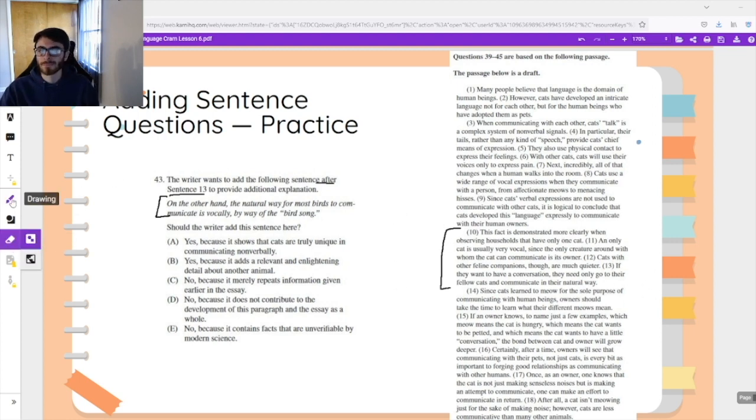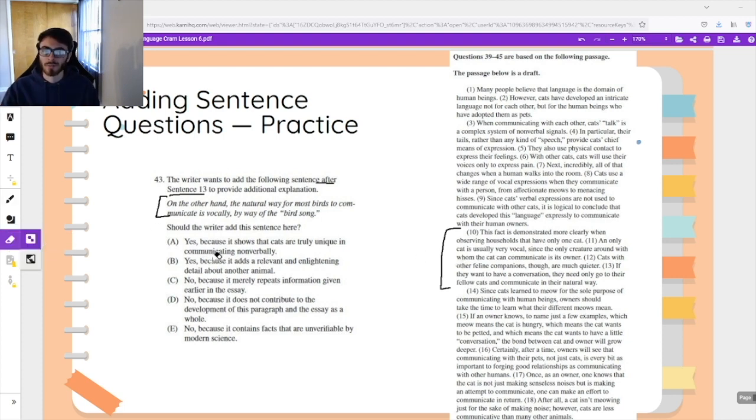The fact is demonstrated more clearly when observing households that have only one cat. An only cat is usually very vocal since the only creature around with whom the cat can communicate is its owner. Cats with other feline companions, though, are much quieter. If they want to have a conversation, they need only go to their fellow cats and communicate in their natural way. Okay. So this paragraph is talking about how vocal only cats are versus how vocal multiple cats are. Okay. The main idea being that only cats are more vocal.